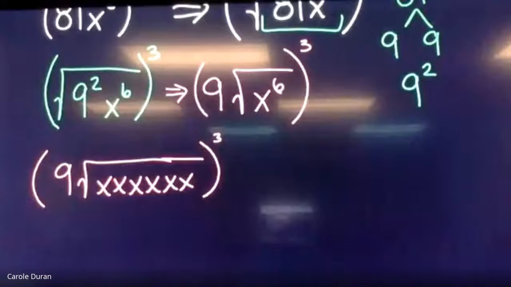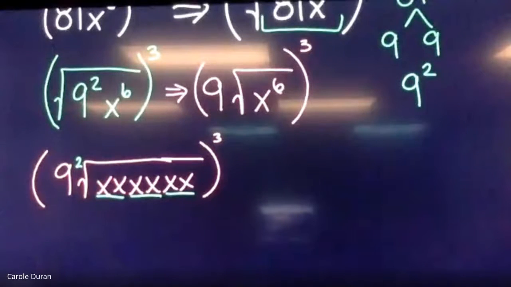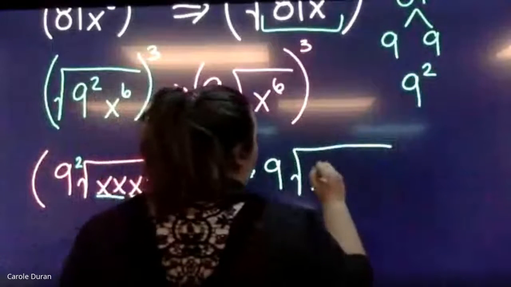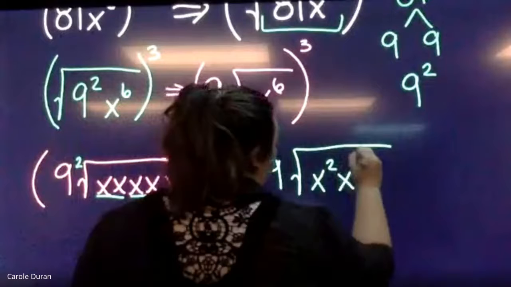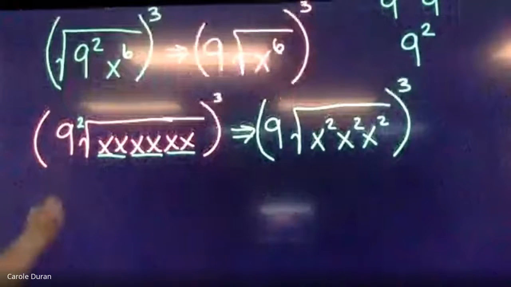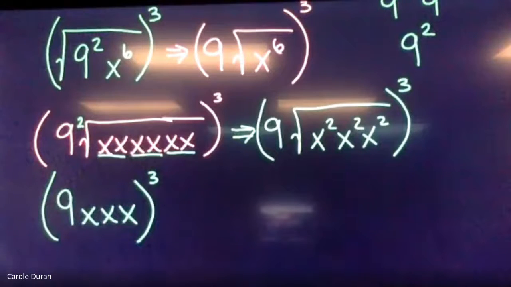I'm looking for identical groups of how many x's? 2, because that's what my root is. So it has to match what my root here is. If you want to write a 2 here, you're more than welcome to, but it doesn't need to be there. So I'm just going to count how many I have. 1, 2, 3 with none left over. So then when I rewrite this, it's 9 times the square root of x squared, x squared, x squared. My squares and my root cancel, and those base x's come outside. And my root then disappears because I have nothing left under it.